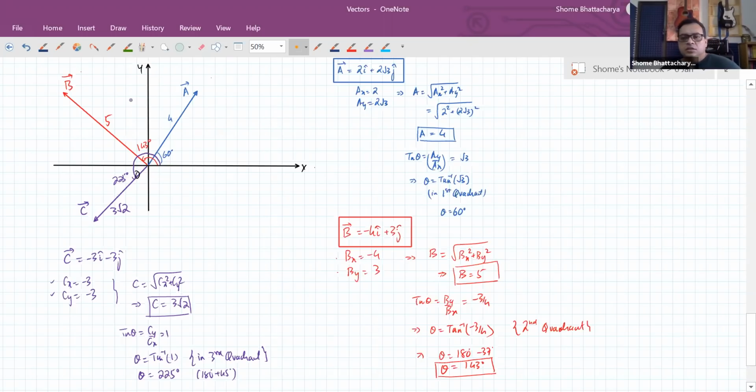Okay, so this becomes the vector arrows for each of these three vectors, and this is how we calculate the magnitude of a given vector in component form. Fairly simple.